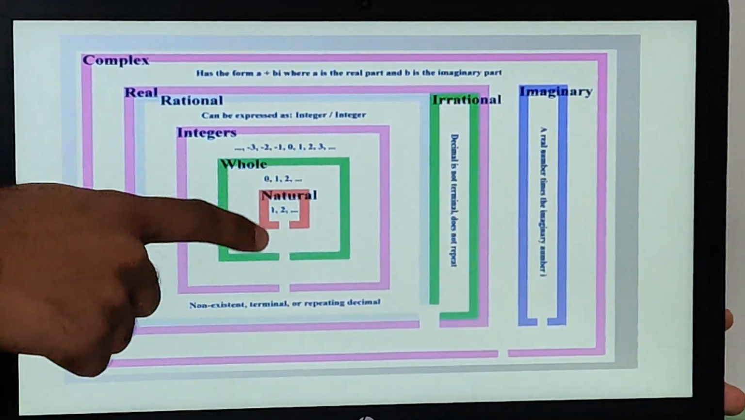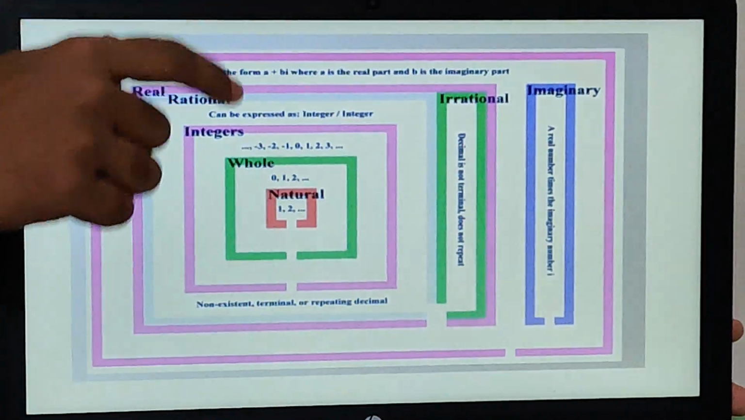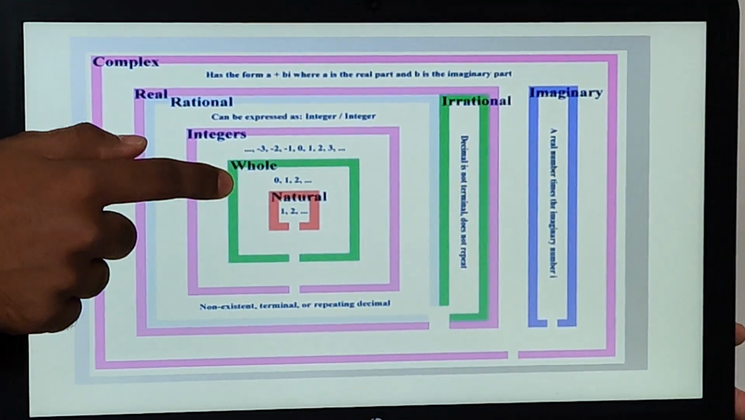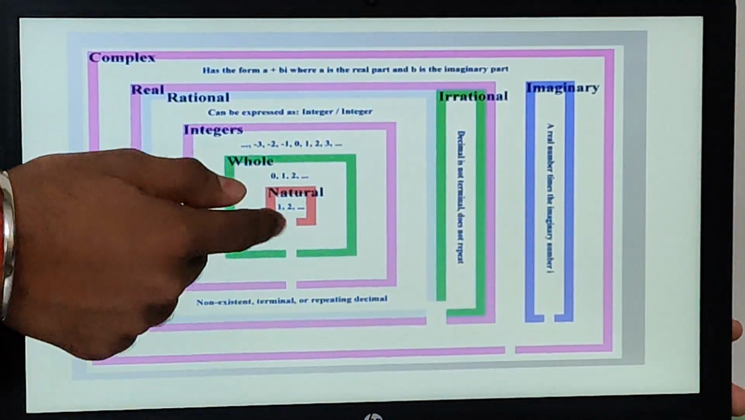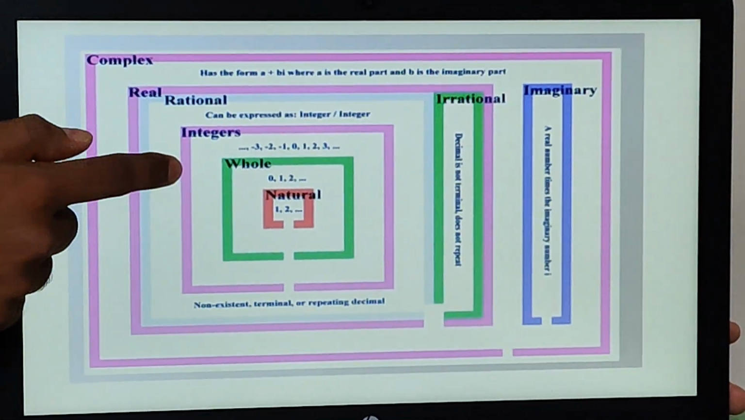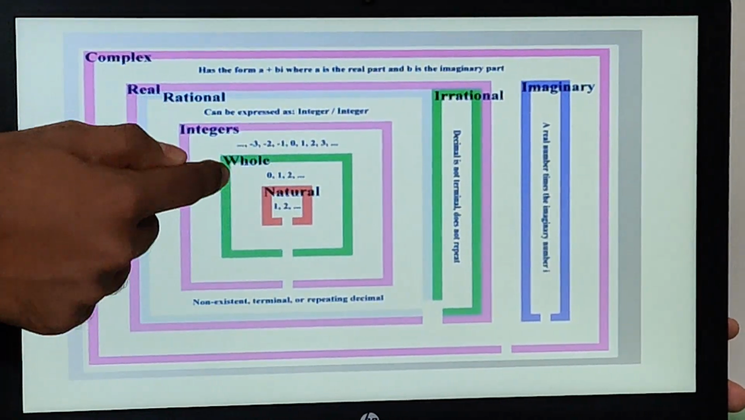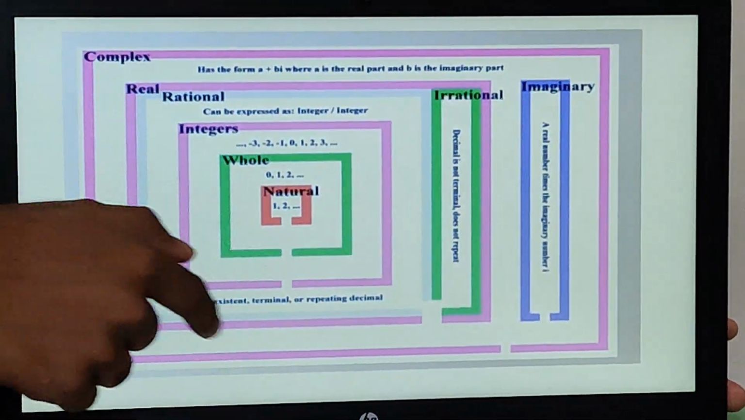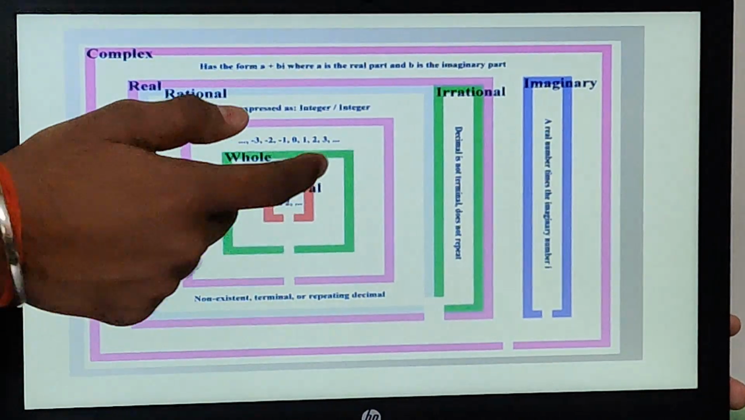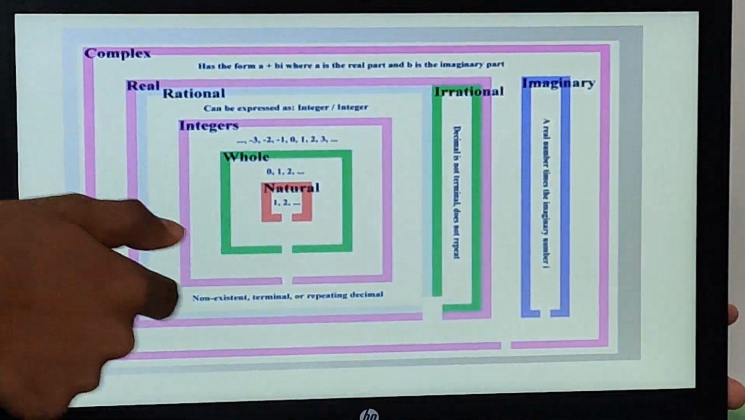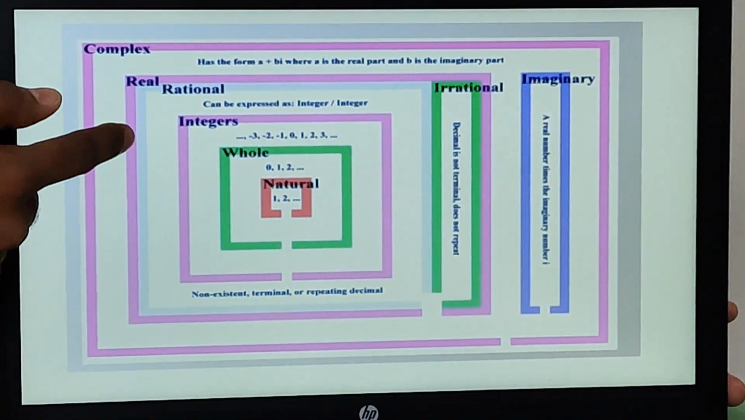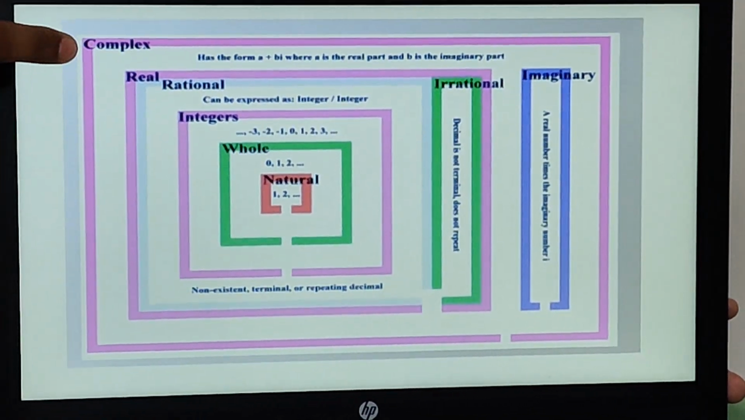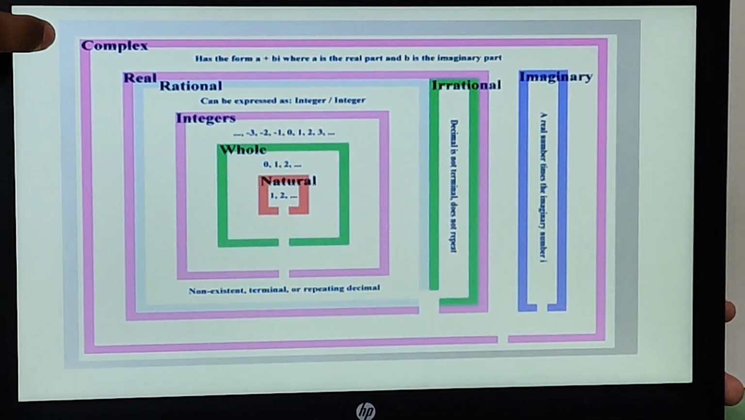So it shows that natural numbers are included in whole numbers. All the whole numbers and natural numbers are included in integers. All the natural numbers, whole numbers, integers are included in rational numbers. And all the rational and irrational numbers are included in real numbers. Okay. And the last part, complex numbers.